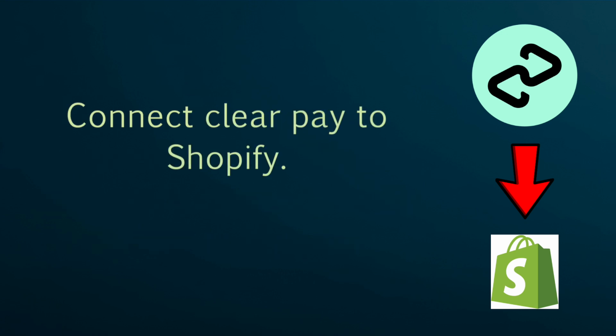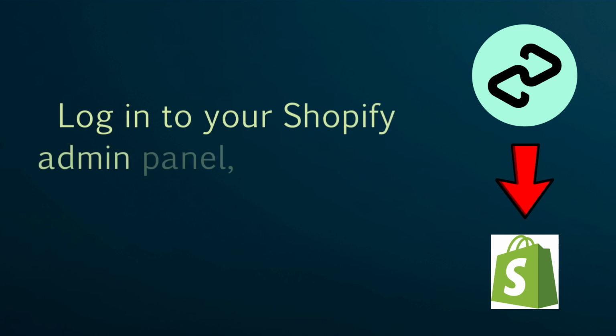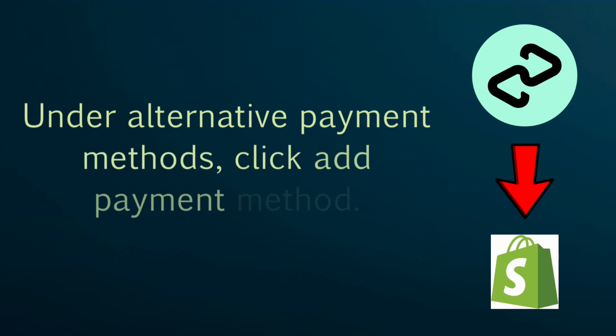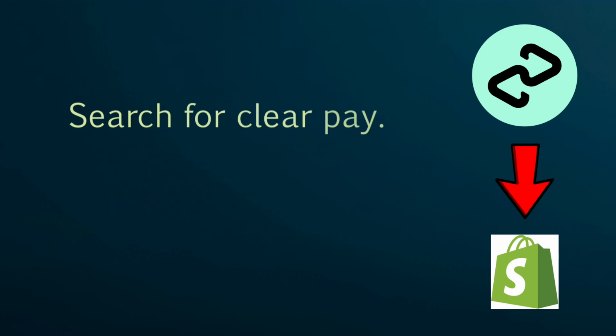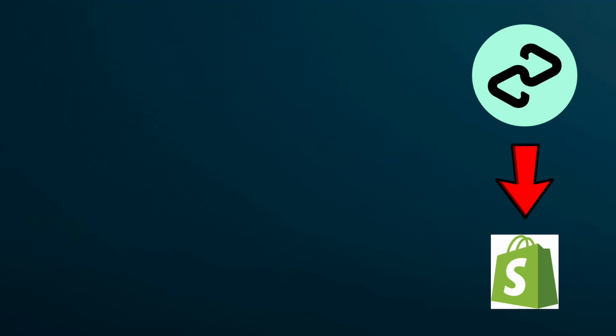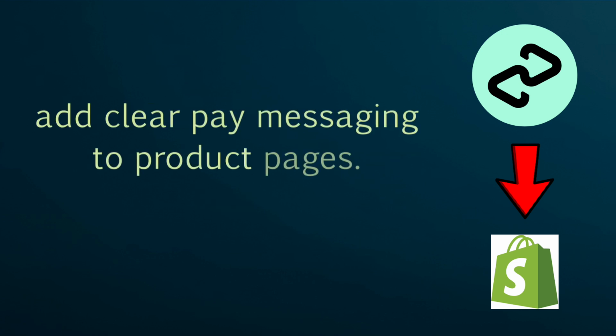Connect Clearpay to Shopify. Log in to your Shopify admin panel. Navigate to Settings, Payments. Under Alternative Payment Methods, click Add Payment Method. Search for Clearpay, then enter your Clearpay merchant ID and secret key. Click Activate.